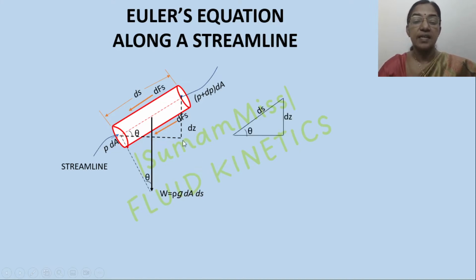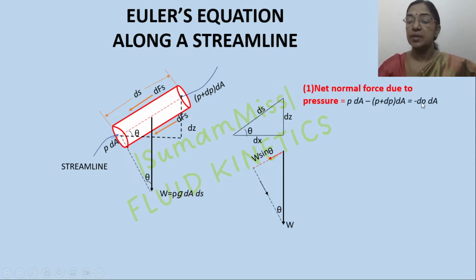If you consider this triangle, then sin theta is equal to dz by ds, or ds sin theta is equal to dz. Similarly, considering this triangle, the component of the weight acting along the axis of the element is equal to W sin theta. Now we can consider the forces acting on this element to apply Newton's law of motion. The net pressure force acting on this element is equal to P into dA minus P plus dP into dA, so that is equal to minus dP into dA.